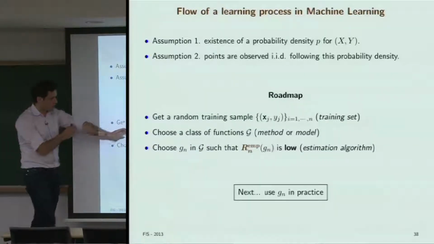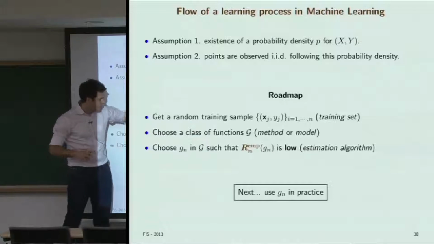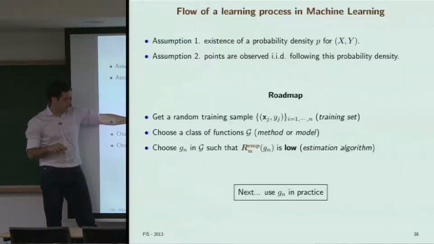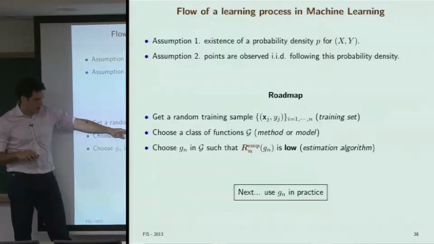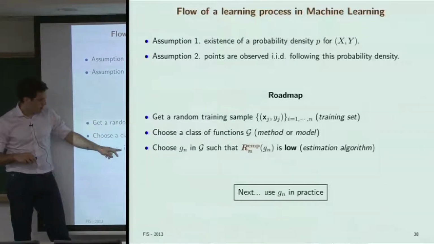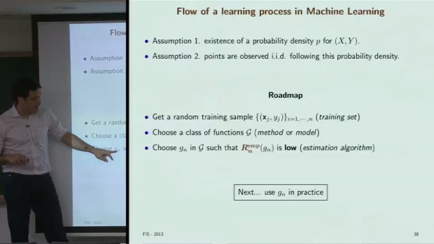So this is just for notations. The data set is of size N. The set of functions is G. And I will try to look for a function g_n, which minimizes this. It might be an exact minimization or approximate minimization.